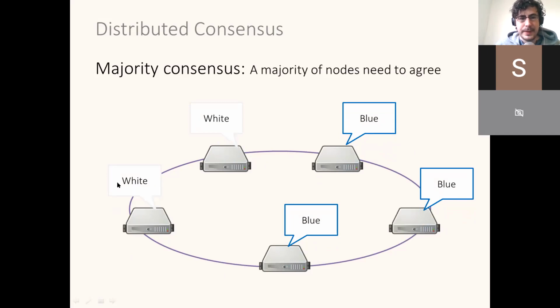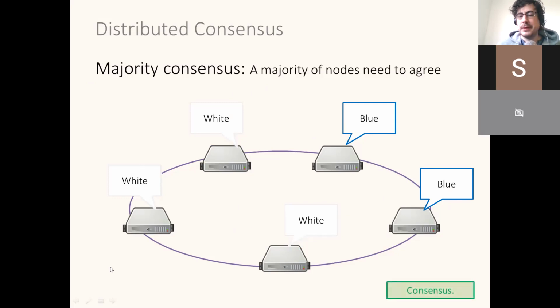Okay, so another common option is to have a majority consensus, where we need a majority of nodes to agree. So in this case, we need 3 nodes because we have 5 nodes in total. We need 3 nodes to agree. So in this case, we have consensus, and the consensus is blue. Okay, so we'll accept the value blue from the distributed system. In this case, if we have 3 that say white, then we say there is consensus, and white is the value chosen by the distributed system.